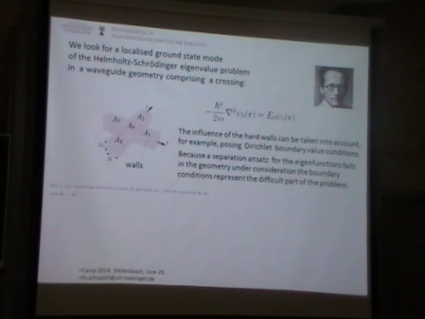Okay. So what we are looking for is the ground state mode of a Helmholtz, let's say, Schrödinger eigenvalue problem. Helmholtz if it's photons and phonons, and Schrödinger if it's matter waves, but it's the same mathematical problem. There's a Laplacian, and this Laplacian of psi equals some energy parameter times psi. In the case of photons and phonons, it's of course k squared or omega squared. But that doesn't matter, it's a parameter.